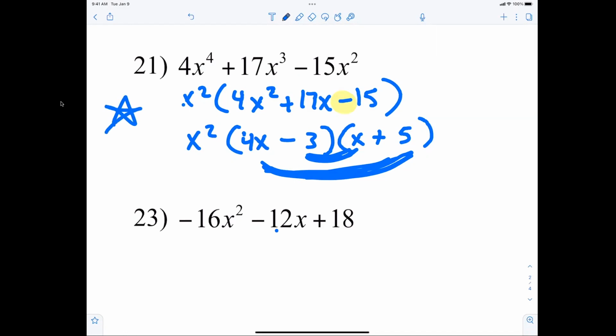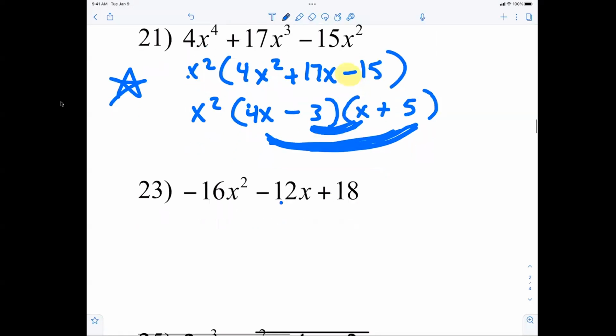All right, I understand that. That was a hard one. You had to try 2x and 2x, and that didn't work. Then you try 4x and x. That's why it's annoying. It's just practice. I would say 5 or 6. You should be able to do 1 a minute.